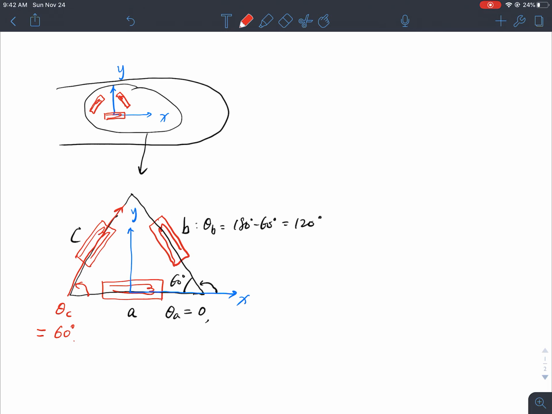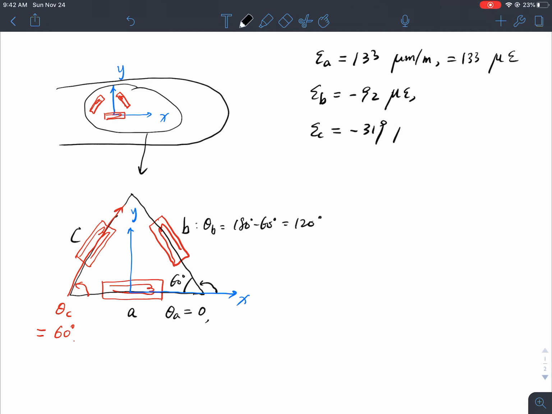So the problem is actually this. We have a free surface of steel, and we have a strain rosette on the surface of it. Say we know the strain readings: epsilon A equals 130 micrometer per meter, that is essentially 130 microstrain. Epsilon B equals minus 92 microstrain. Epsilon C equals minus 319 microstrain.